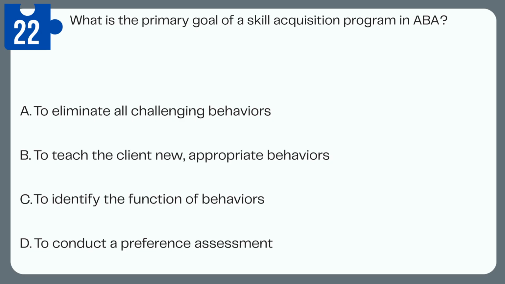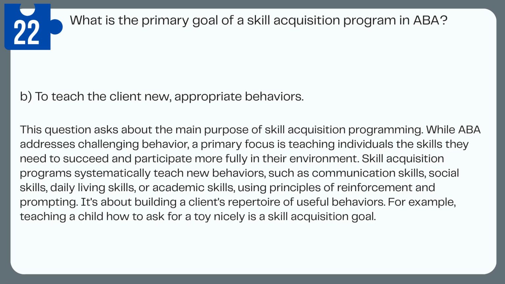Question 22. What is the primary goal of a skill acquisition program in ABA? A. To eliminate all challenging behaviors. B. To teach the client new appropriate behaviors. C. To identify the function of behaviors. D. To conduct a preference assessment. Answer. B. To teach the client new appropriate behaviors.